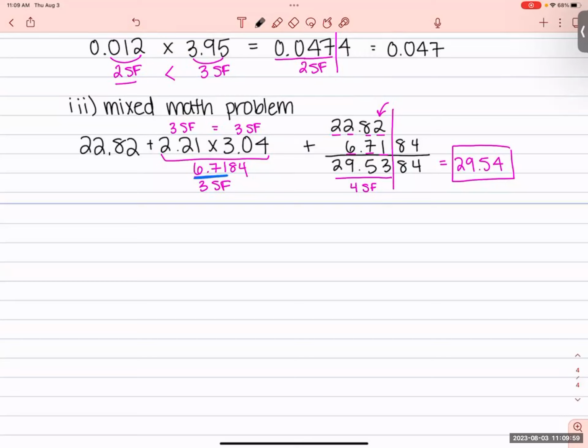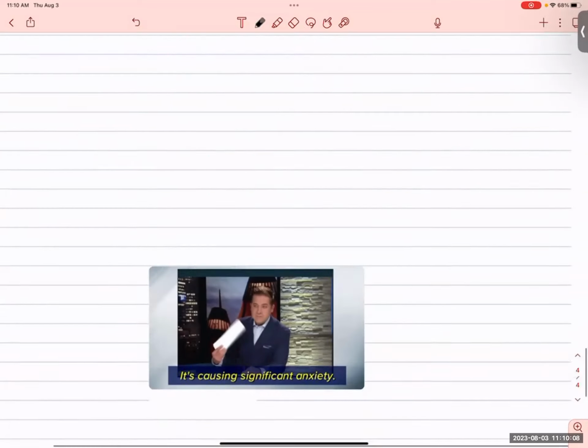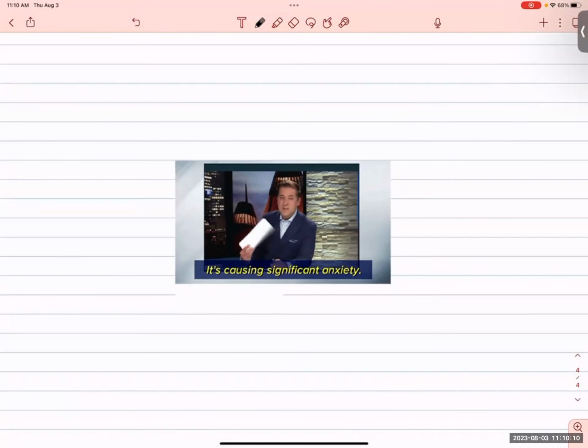Now, I know this seems complicated, but you're going to do this so much that hopefully it becomes a little second nature to you, but practice it all the time. I know it may seem like it's causing you a lot of anxiety already to think about significant figures and all the math you need to cover in chemistry, but it is something that is important in the sciences and you will practice it a lot.